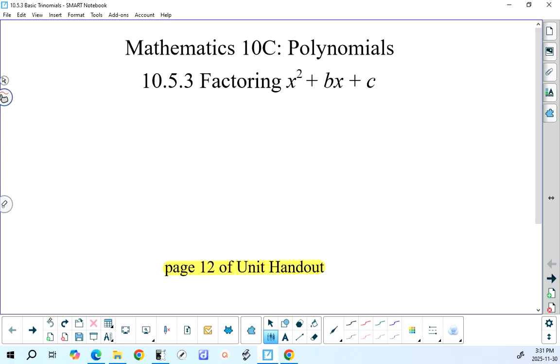We're looking today at topic 5.3 in the polynomials unit of Math 10C. This can be found on page 12 of your West Country Outreach unit handout. And we're going to be looking at factoring polynomials that look like x squared plus bx plus c. So that's our goal, to factor those polynomials.